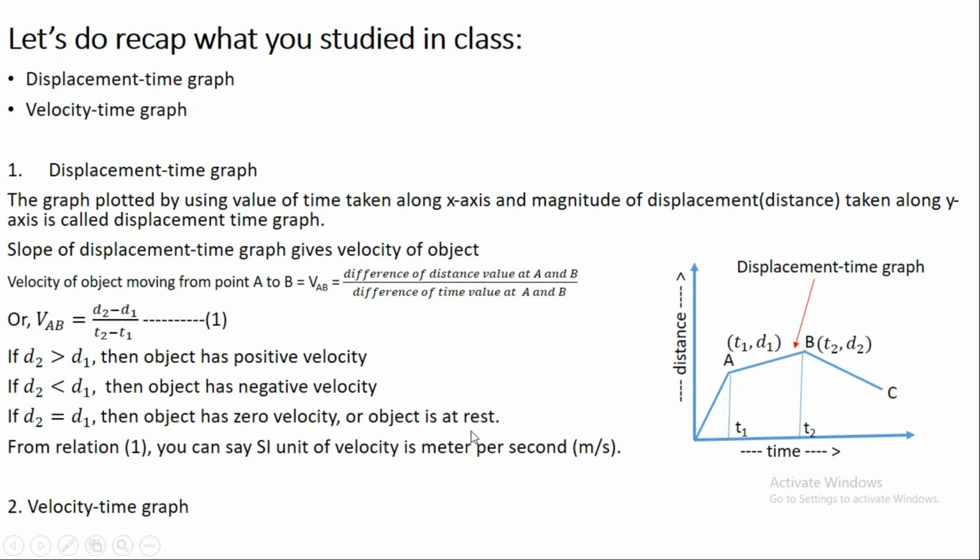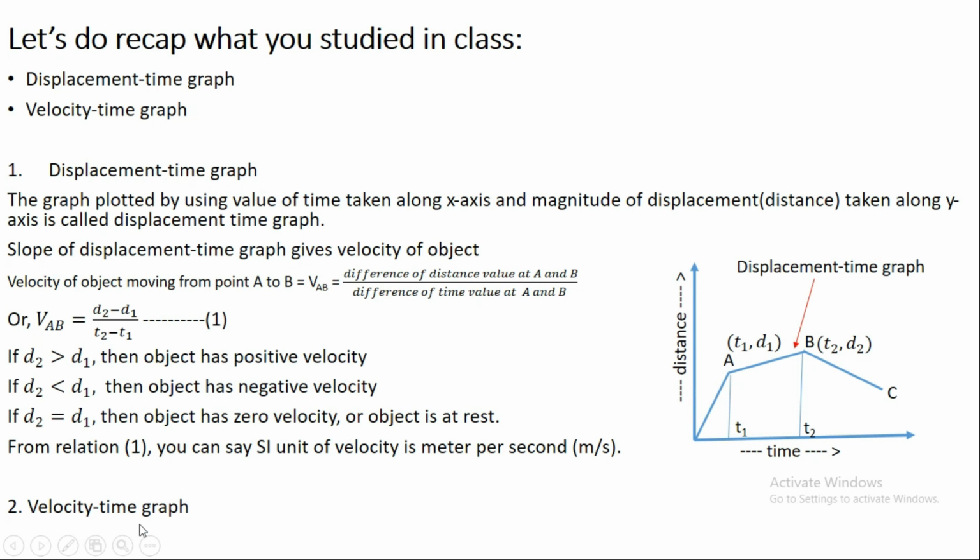From equation 1, you can say the SI unit of velocity is meter per second. You can see d2 and d1 have the SI unit meter, and t2 and t1 have the SI unit second. Then the SI unit of VAB, or velocity or speed, becomes meter per second. So for the displacement time graph, you have to understand this much. Now let's move on to the velocity time graph.